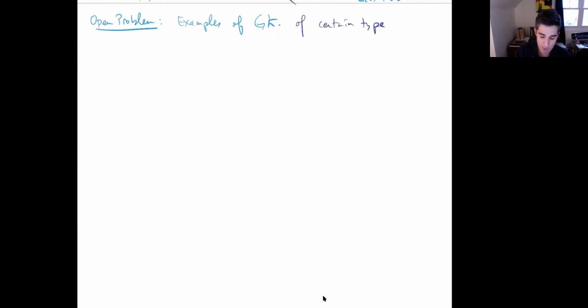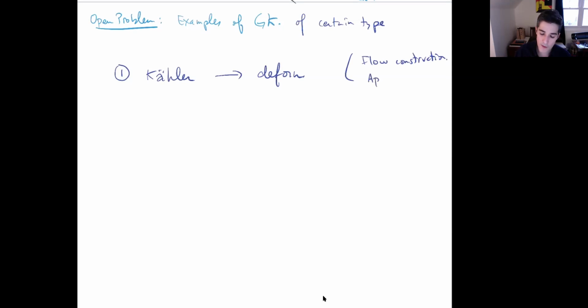Okay, so one large source of examples is to take Kähler manifolds and deform them. And the nicest such construction is the so-called flow construction, which first appeared in a paper of Apostolov, who's here, hi Vesti, and Gauduchon, Grantcharov.